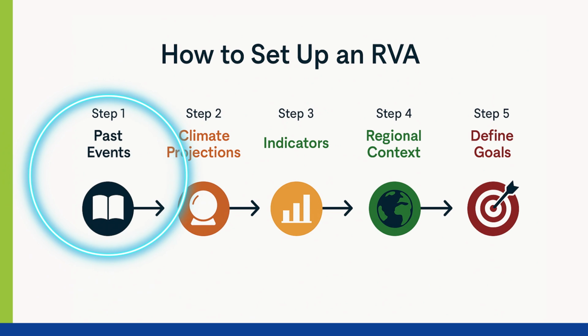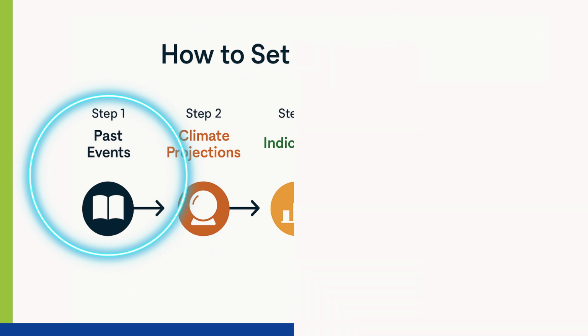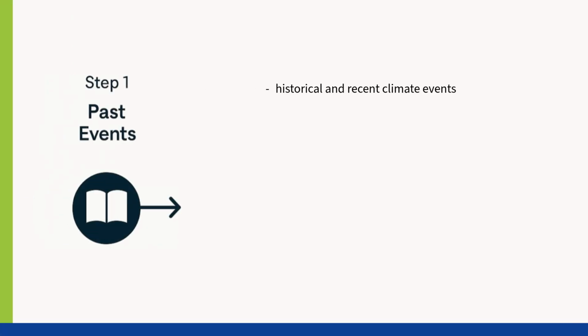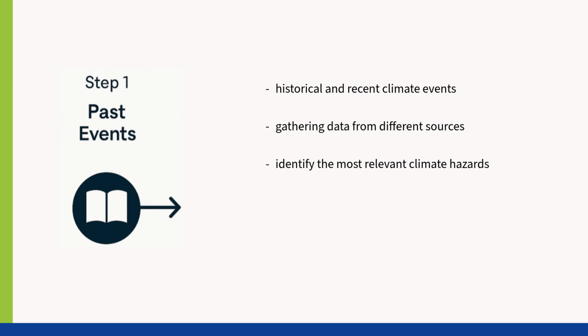Step 1 is analyzing past and present climate impacts. Understanding climate risks begins by looking at climate information from the past. Cities assess historical and recent climate events such as heat waves, floods, or droughts to better understand the hazards they currently face and how these may intensify. This involves gathering data from different expert sectors like meteorological agencies, civil protection, health departments, or infrastructure services, and also interviewing local experts to identify the most relevant climate hazards for the area.